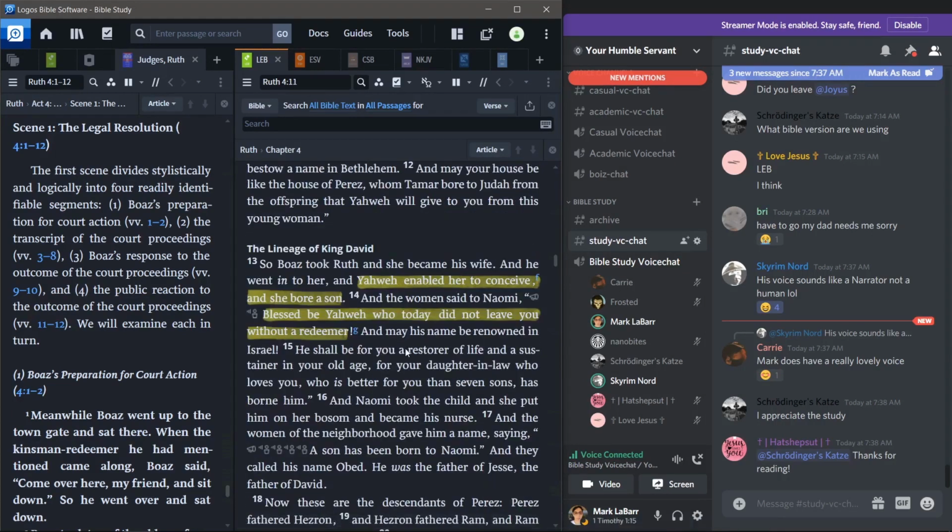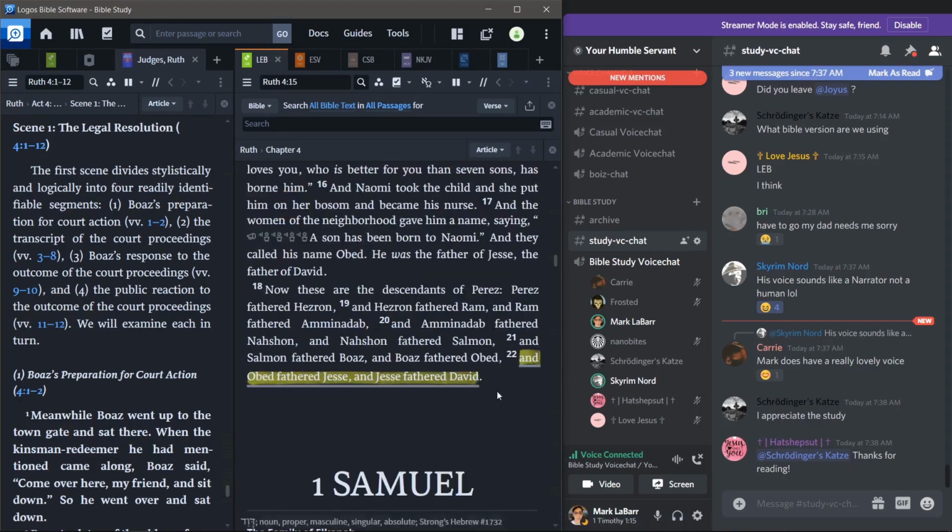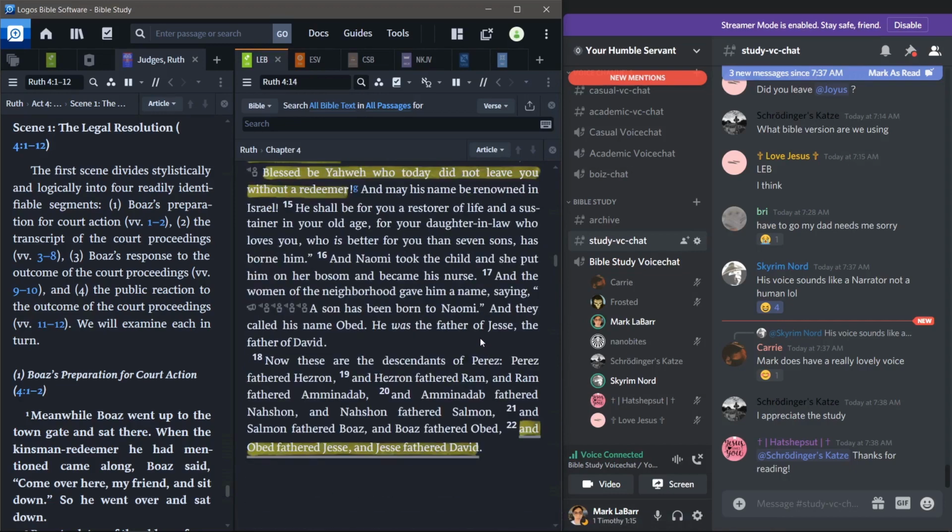And we learn that they have a child named Obed. And for the main purpose of the author here, he goes in with the genealogy and ends with that. Verse 22: Obed fathered Jesse, and Jesse fathered David.